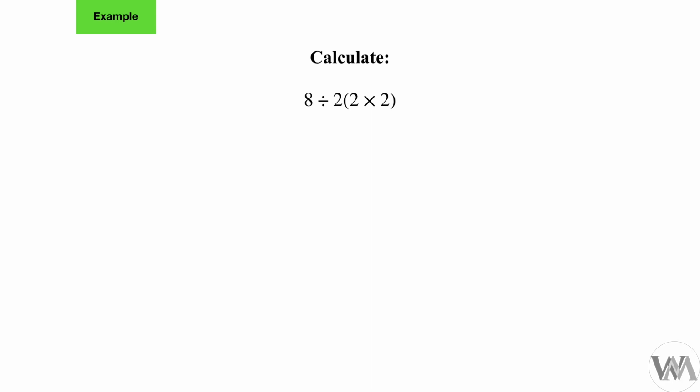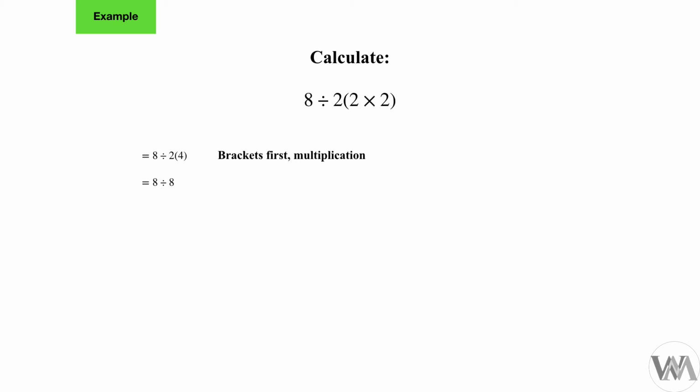In our second example, we are going to calculate 8 divided by 2 multiplied by 2 times 2, which is in brackets. So the first thing we need to notice is we have a bracket, so we need to multiply whatever is inside the brackets first, and that's going to yield 4. So now we have 8 divided by 2 times 4. So we did our brackets first with multiplication.